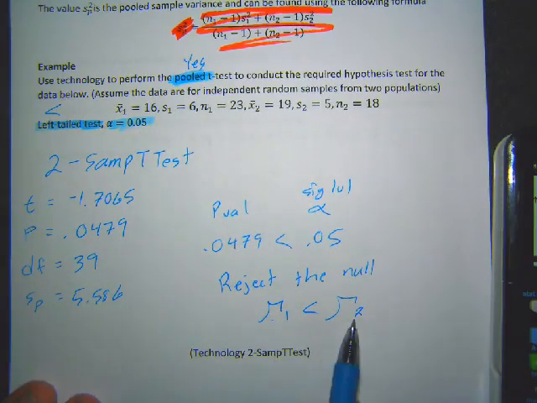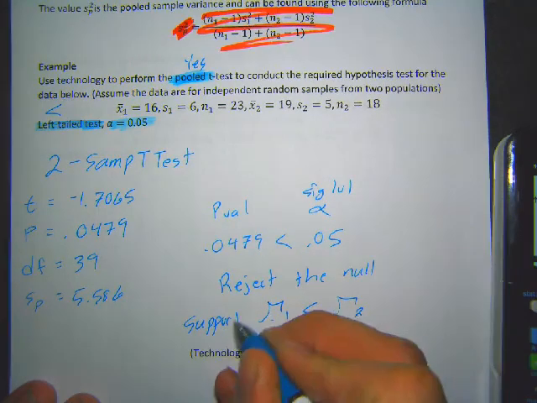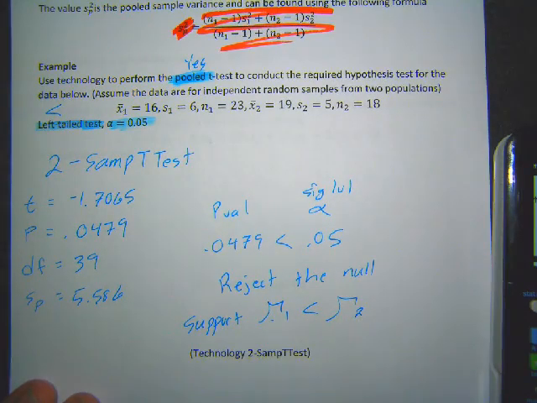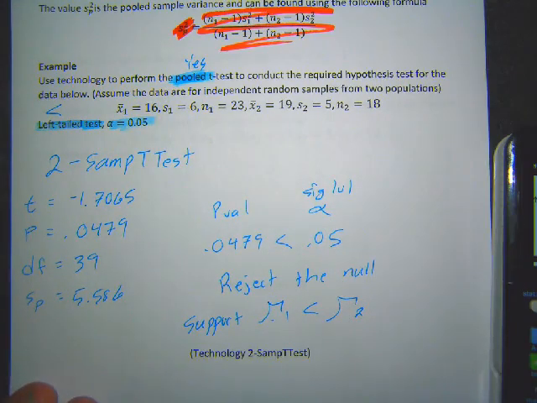We can say, yeah, it actually is smaller. That's what we're supporting with the alternative, that the first one's smaller than the second. So that's the idea. Pooled, the only difference is marking that pooled box. So you can see it's not a big difference. It doesn't really matter too much except for each one, make sure you mark whether it's pooled or not pooled.